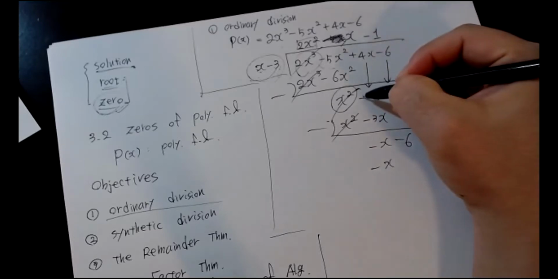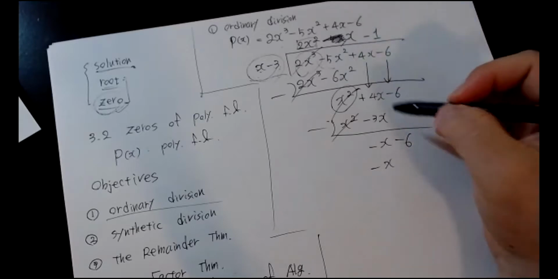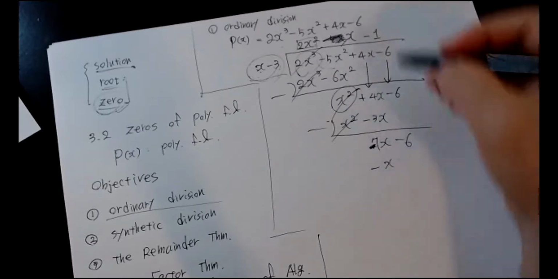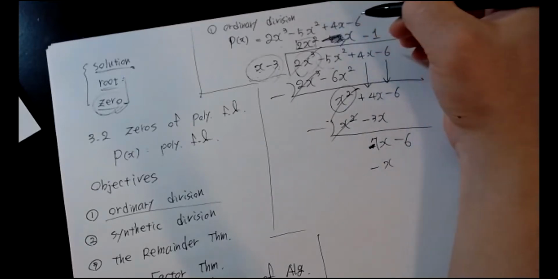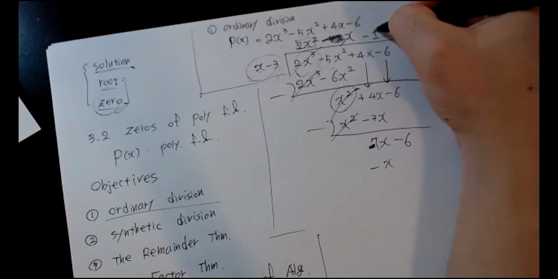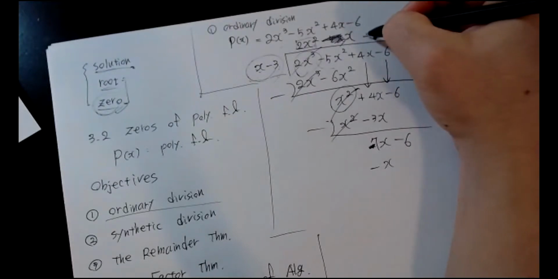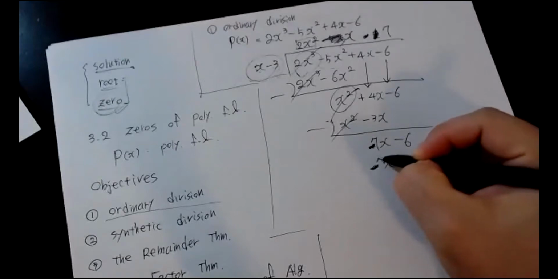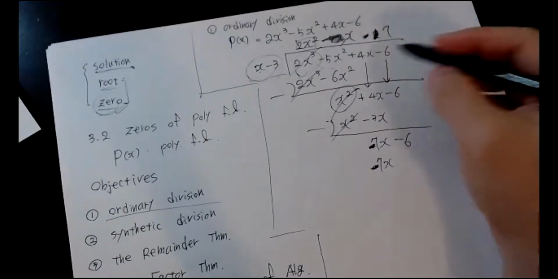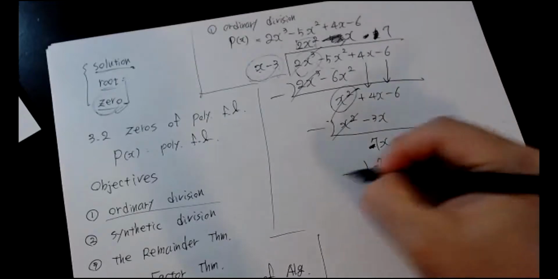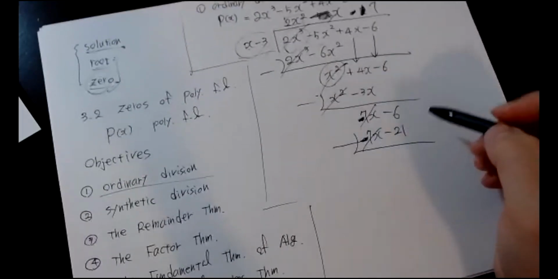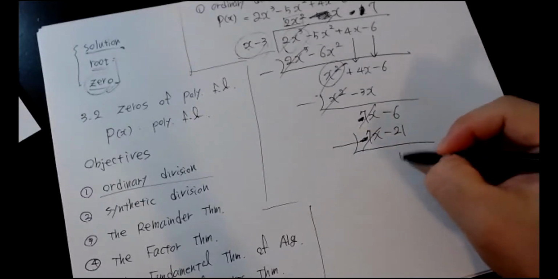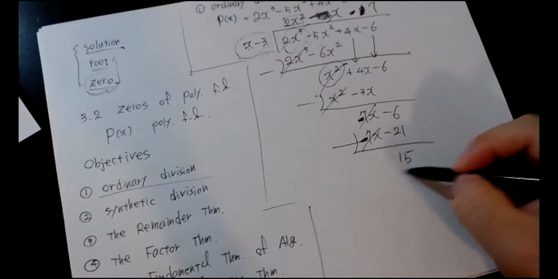This should be plus, right? Minus 6, so this should be 7. It's a typo. So we got positive 7x, and then negative 21. We subtract. 7x minus 7x is 0, and then minus 6 minus 21 is 15. So now finally we got the constant.